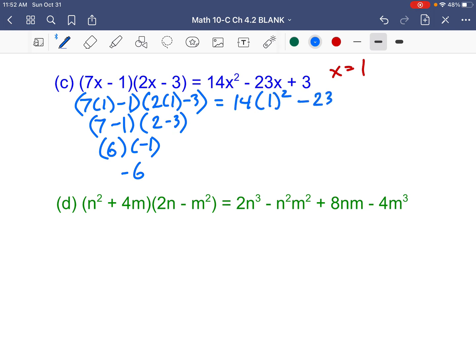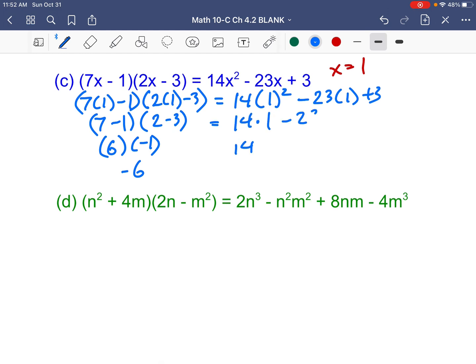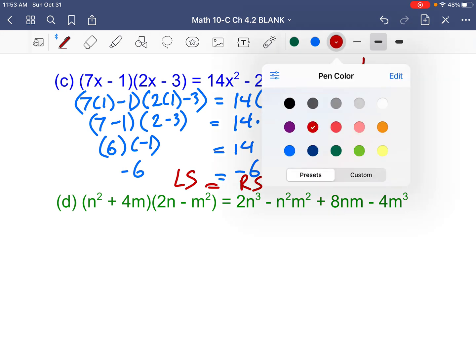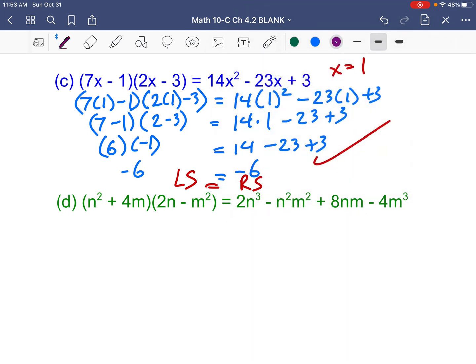14 times 1 squared minus 23 times 1 plus 3. It's 14 times 1, which is 14, minus 23 plus 3. So that's minus 6 also. So I should say left side equals right side. It's correct. Now for this final one, as I said, make any numbers you want. If you want to go to 11, 3, and 7, that's fine. I'm going to say m is 1, n is 0. Nice small numbers. Don't make them the same. Just humor me on that point.